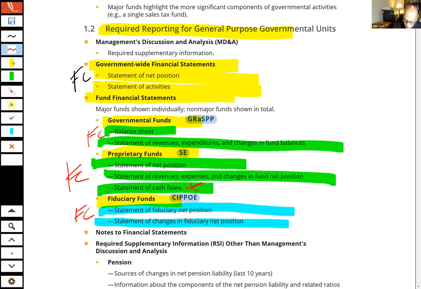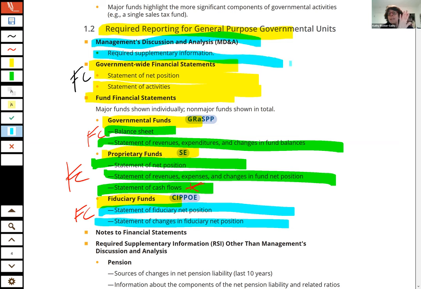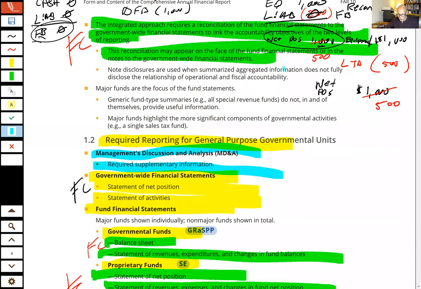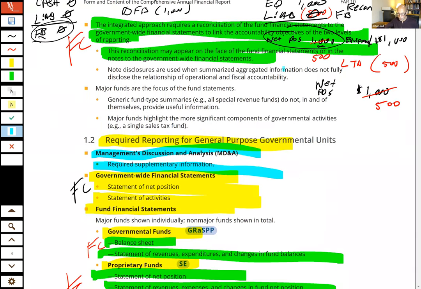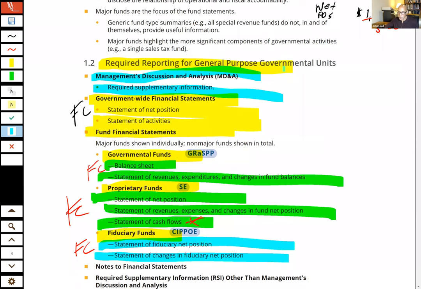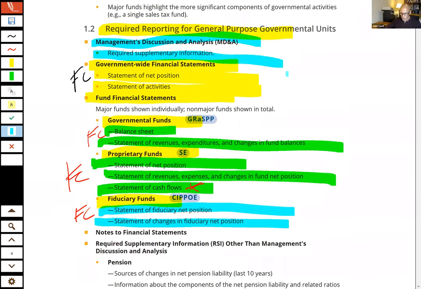Now remember, even though the fiduciary funds are not consolidated into the government-wide financial statements, are they still presented as part of the GASB 34 statements? Yes. They're still presented as part of the fund financial statements, but they're not consolidated government-wide. So there are two levels of reporting going on. The funds are trying to accomplish a fiscal accountability focus, and the government-wide is trying to accomplish an operational accountability focus.